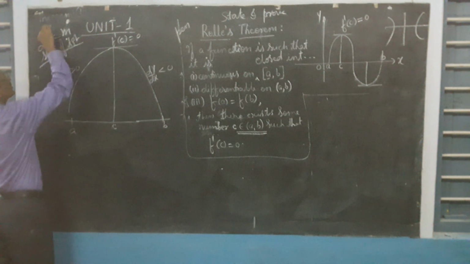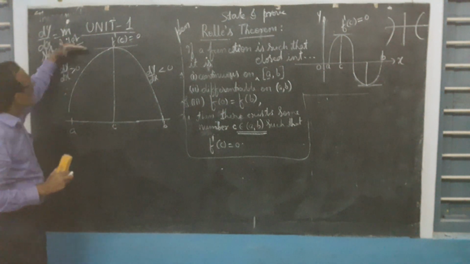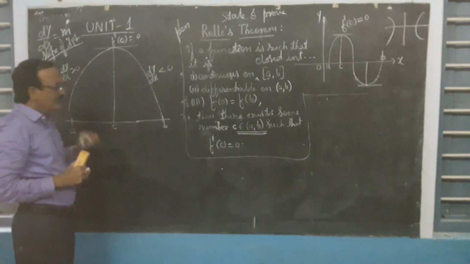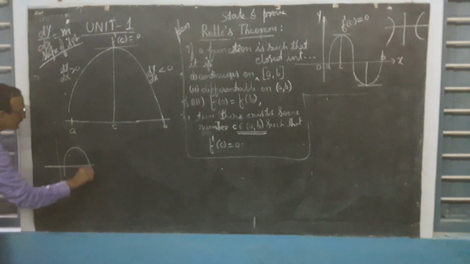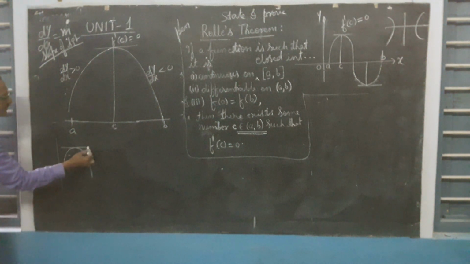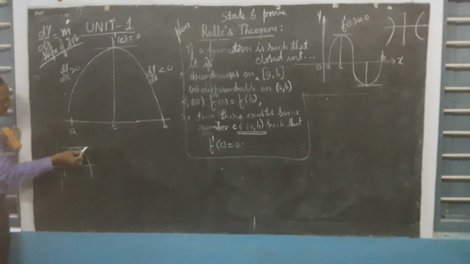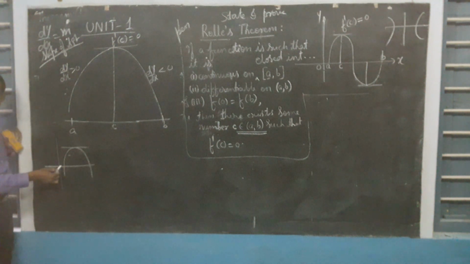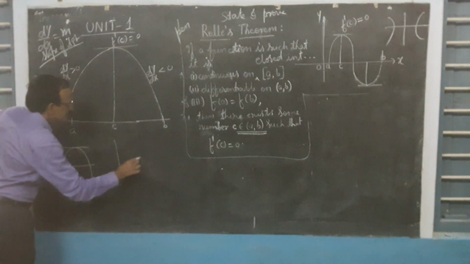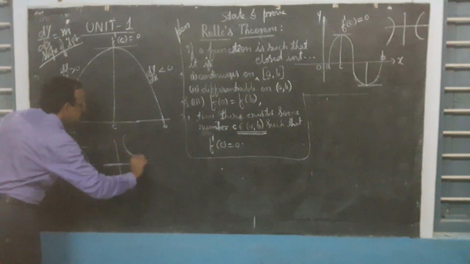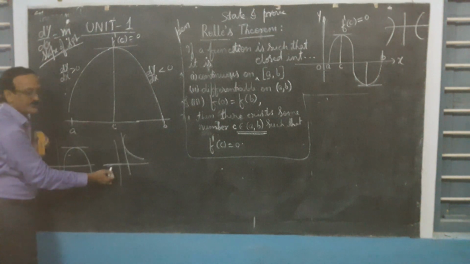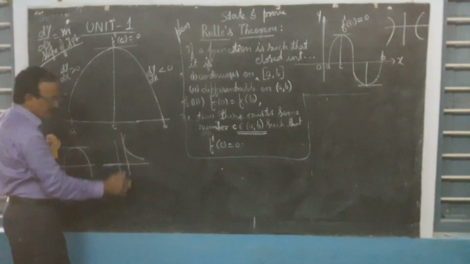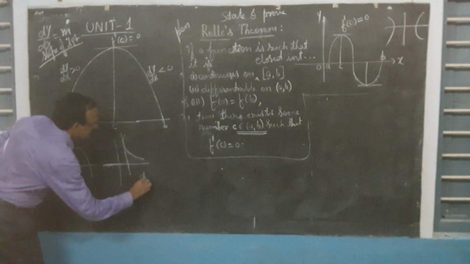dy by dx is the slope of the tangent. Please look at two cases here. Case one: the slope of the tangent is 0, that is, dy by dx is 0. The tangent is parallel to the x-axis. Suppose it's like this, the tangent is perpendicular. This is a vertical tangent. dy by dx is infinity.